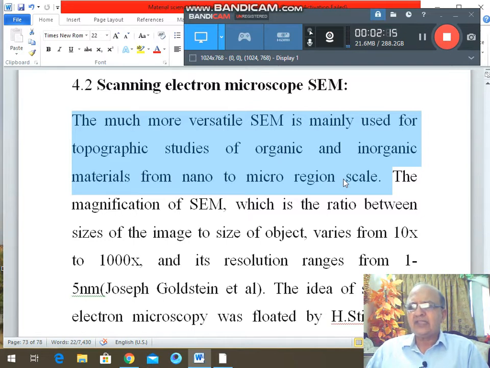So, scanning electron microscope is basically used to study very small objects which we can't see, that is in micro region, micro or nano or milli size. We can visualize them with the help of scanning electron microscope.